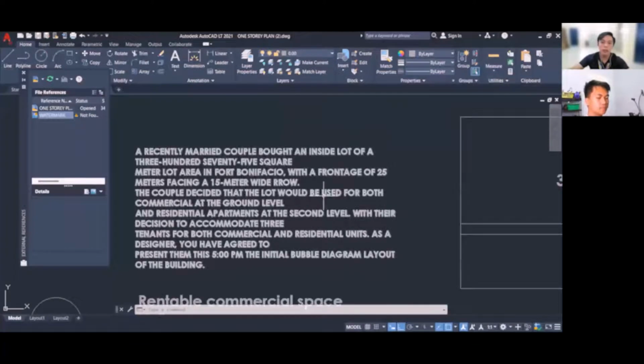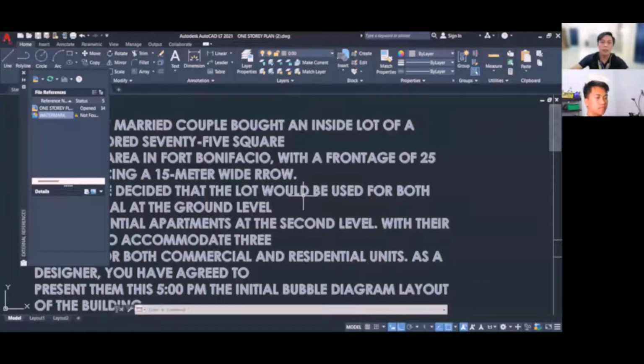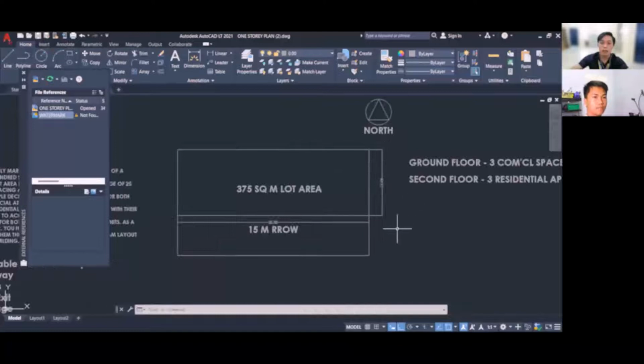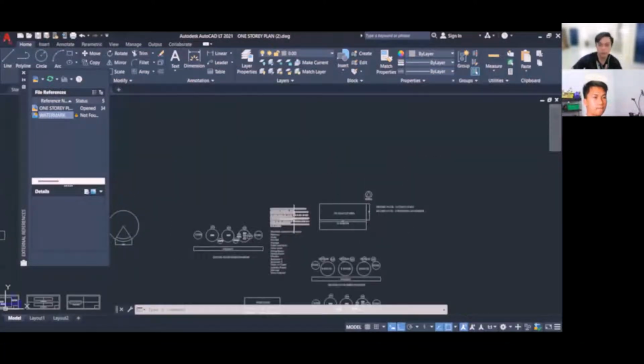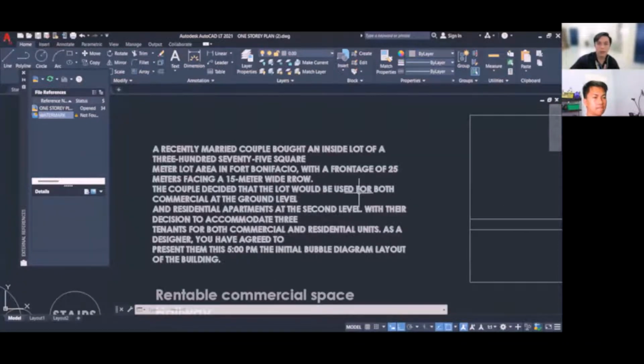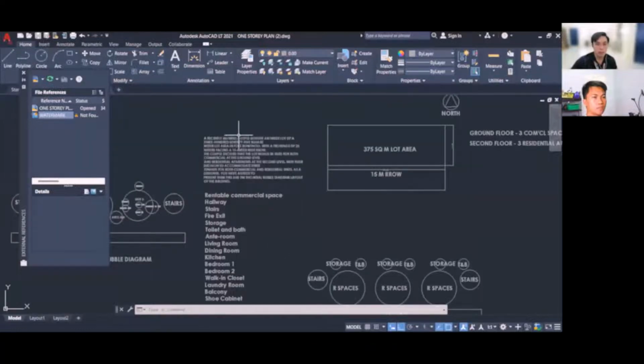Okay? So, after that, so okay na tayo sa lot area. We have our dimensions na. 25 meters here, and 15. Okay? So, after that, so the couple has decided that the lot will be used for both commercial at the ground level and residential apartments at the second level. So, take note of that. No, sinabi niya ground level commercial and second level residential. So you have now the idea kung paano nyo i-arrange ito, space requirements.